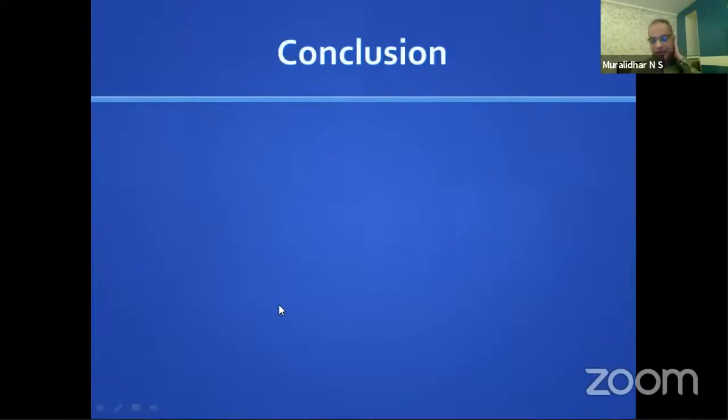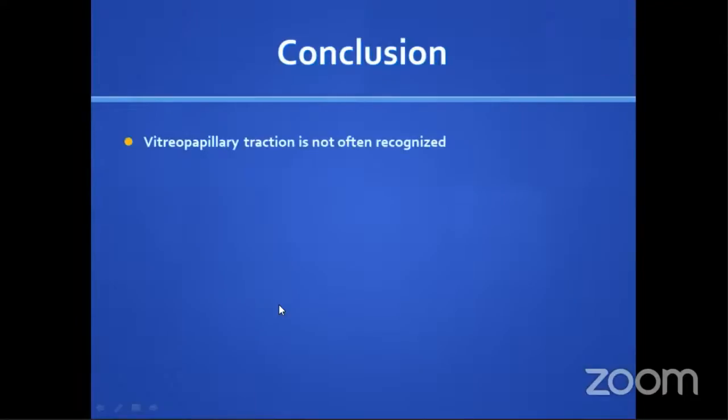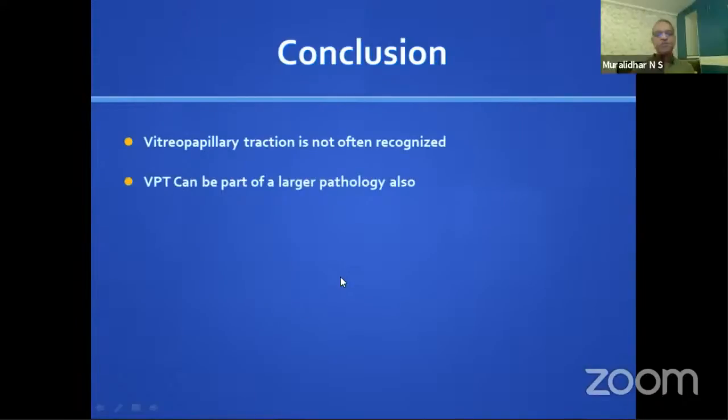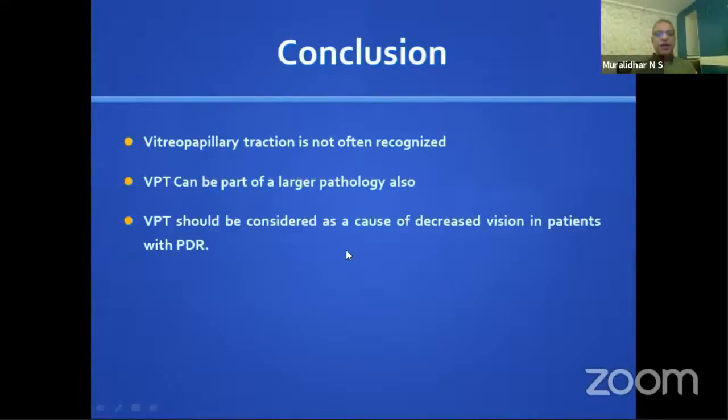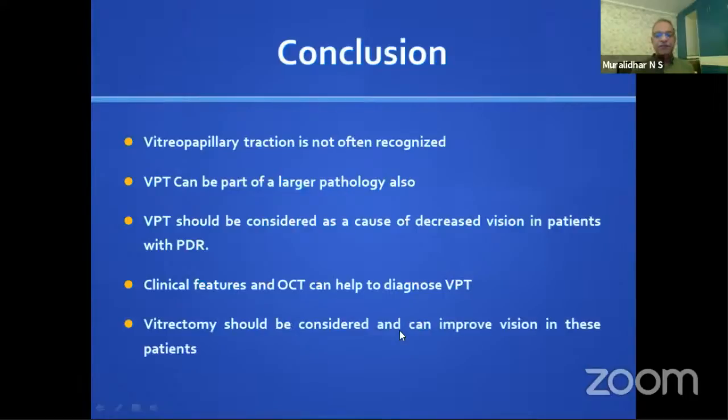So in conclusion, I would like to draw your attention to this entity of vitreopapillary traction, which can often coexist with other pathologies, hemorrhage, macular traction, etc. But it should be considered as a cause of decreased vision in some patients with PDR. Do not lose sight of this fact. And clinical features and OCT of the disc, which we don't often do in our patients, can help you to diagnose the VPT. And surgery can definitely be considered in many of these patients and can improve vision in many of these patients. Thank you.